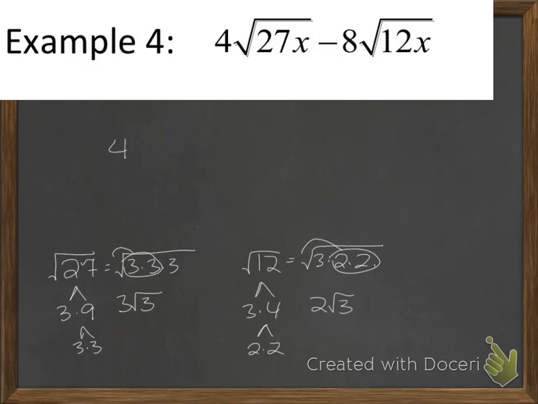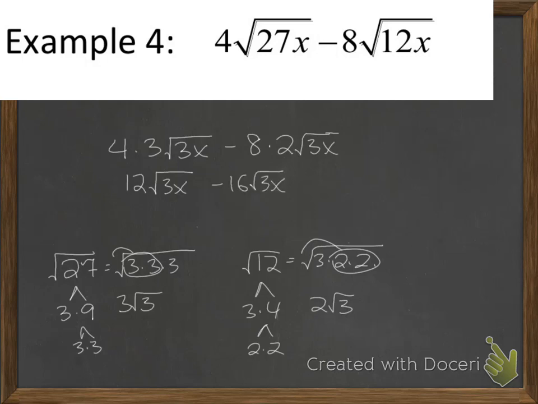Okay, so we have 4 times the square root of 27, which we can rewrite as 3 times the square root of 3. The x doesn't have a partner to escape with, so it just stays under the radical. Then just bring the 8 down, and rewrite the square root of 12 as 2 times the square root of 3. Again, the x just stays in there. So we do our multiplication, we get 12 times the square root of 3x. 8 times 2 is 16 times the square root of 3x.